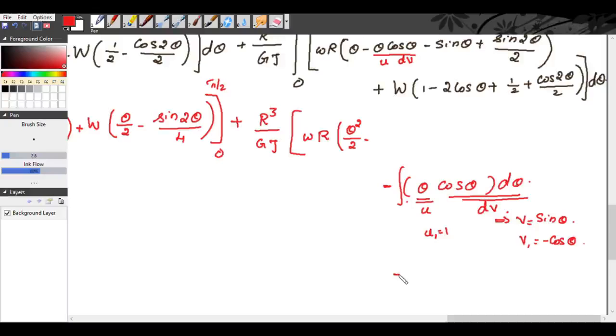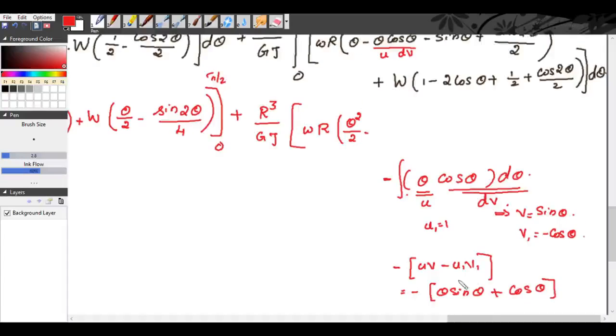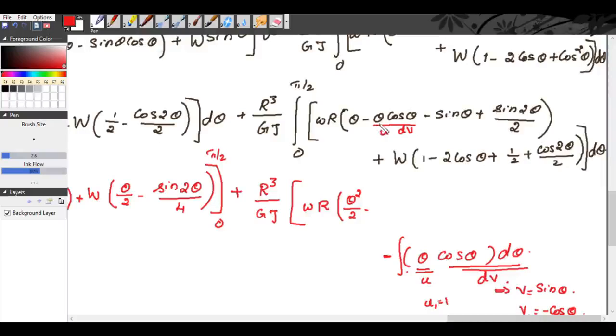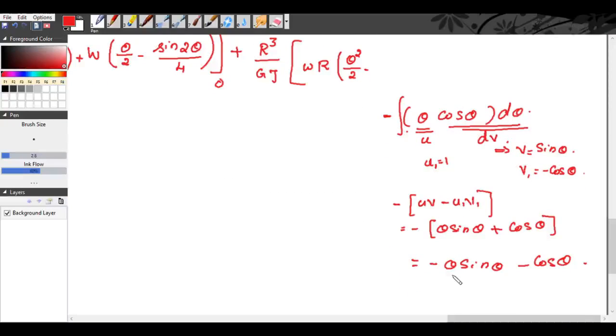So when we integrate we get minus of uv minus u1 v1. So we get minus uv, where uv is theta into sin theta, minus u1 v1, which is minus cos theta. So minus into minus we get plus cos theta. So what we get is minus theta sin theta minus cos theta. Okay. So integration of minus theta cos theta is minus theta sin theta minus cos theta.